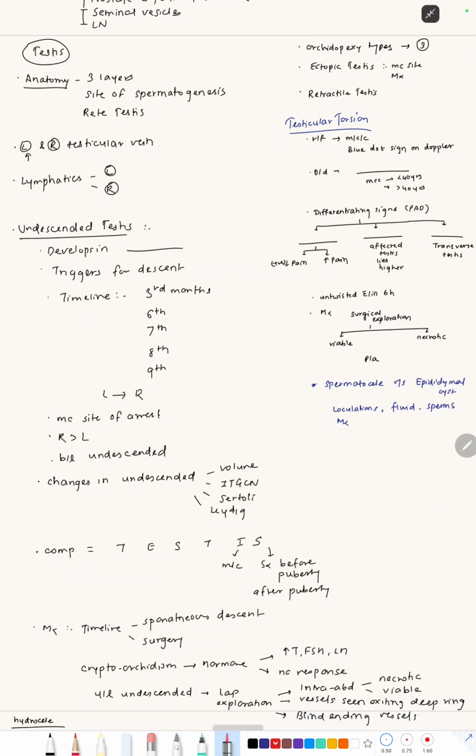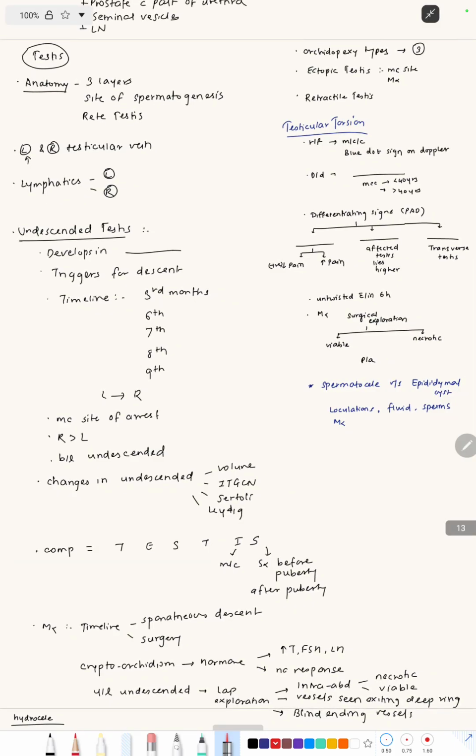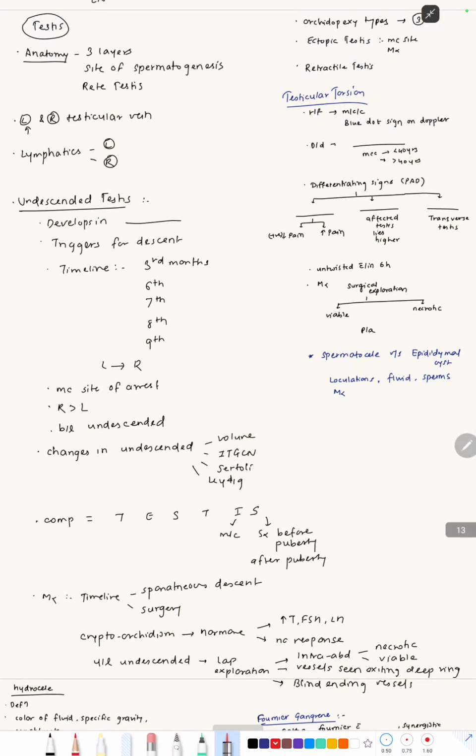Now there are two veins, that is the left testicular vein and the right testicular vein. More impact is on the left testicular vein because the left testicular vein drains into the left renal vein at right angles, so there are more chances of varicocele over here. Right testicular vein drains directly into the IVC.